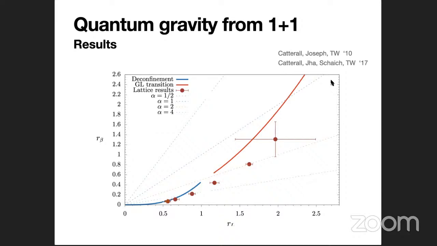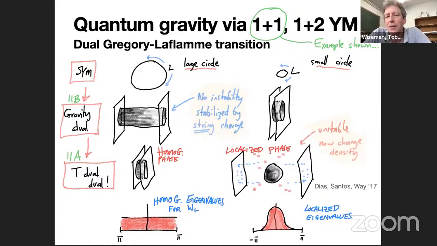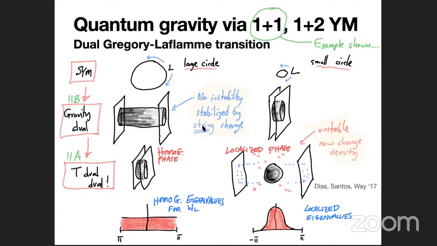I have a naive question about your description of the Gregory-Laflamme transition. You said that in the 2B picture, there is no such instability, but if you go to the T-dual picture, you have an instability. Why can that be true? Is the T-duality broken in some... No, sorry, I went very quickly. The slide usually takes a while to describe, sorry.